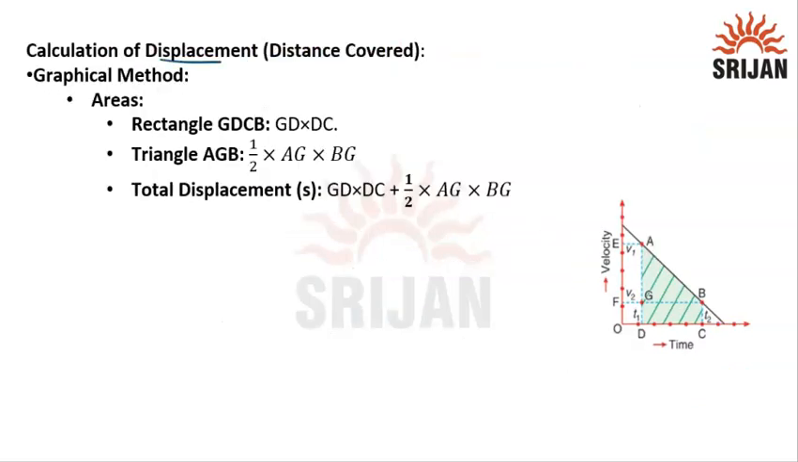Now, if we want to calculate the displacement or distance covered, again we divide this graph into two portions. The first part is the rectangle and the second part is the triangle. The area of the rectangle is calculated with the formula length into breadth, and the area of the triangle is calculated with the formula half base into height. And after adding both the areas, we get the net or total displacement or the total distance covered.